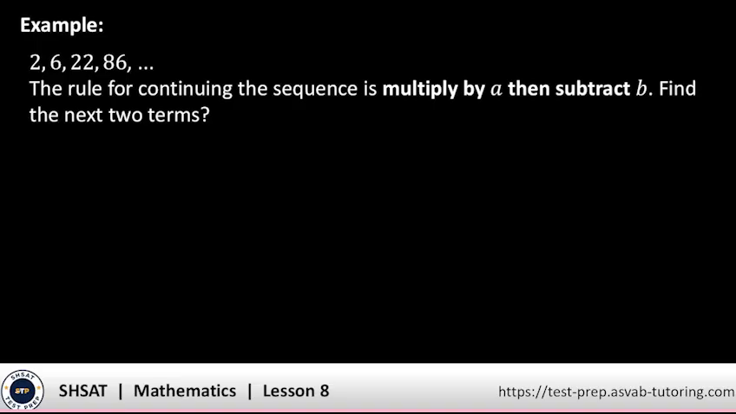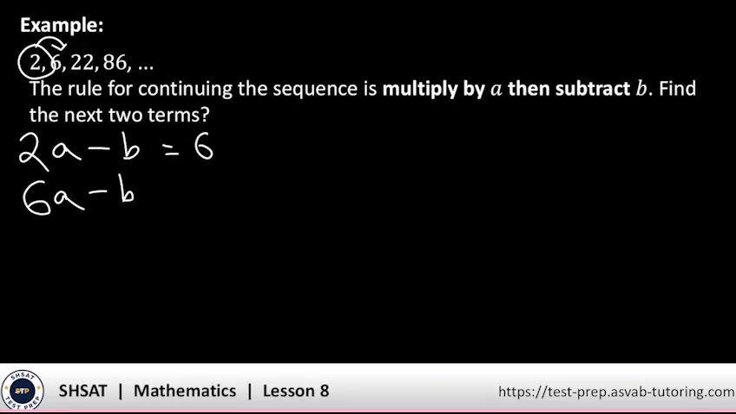Okay, so that means if we consider the first number, 2, we have to multiply 2 with A, which gives us 2A, and then subtract B, so minus B. If I do that, it gives me the next number, which is 6. Again, if we take the second number, 6, if I multiply that to A and I subtract B, it's going to give me the third number, which is 22, and so on and so forth.